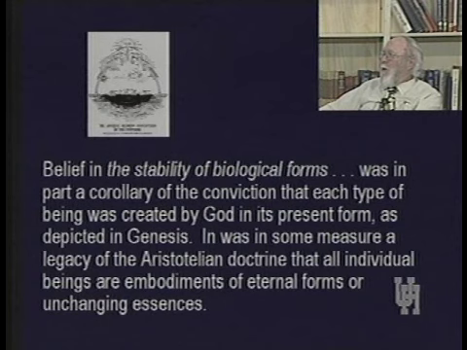So belief in the stability of biological forms was in part a corollary of the conviction that each type of being was created by God in its present form, as depicted in Genesis. It was, in some measure, a legacy of the Aristotelian doctrine that all individual beings are embodiments of eternal forms or unchanging essences or substances.